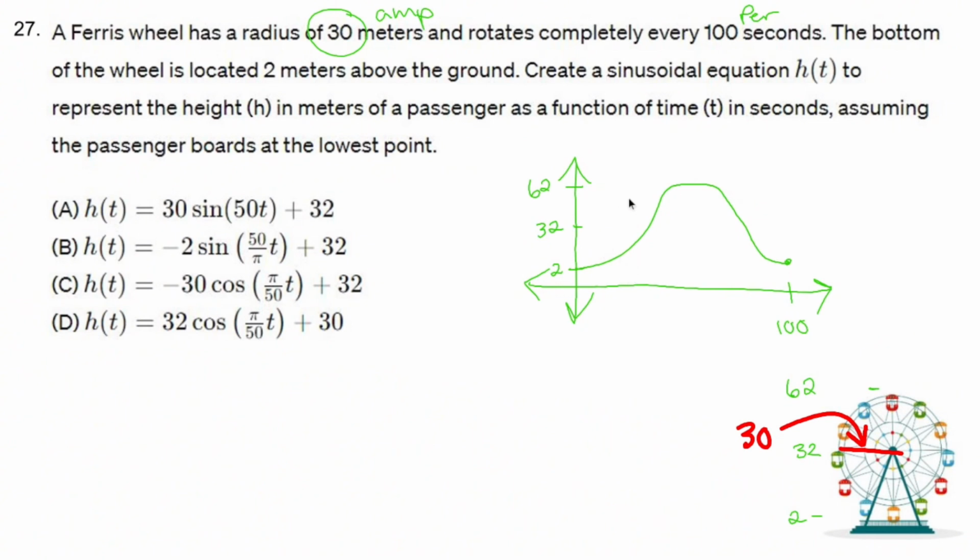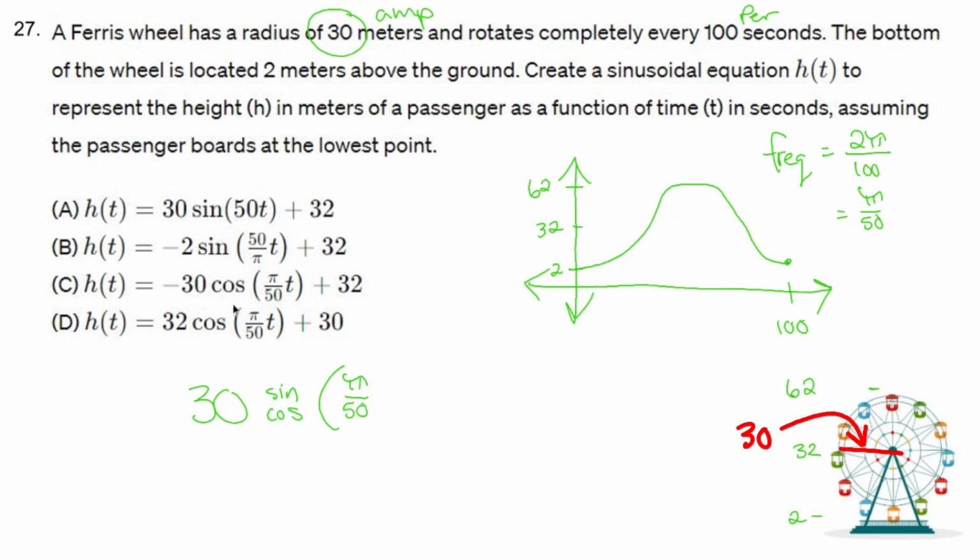Now, what do we know? Well, again, we know that the amplitude is 30. So if I were to start building a trig function, I know it's going to be 30 times sine, cosine, we'll figure it out. Okay. The period is 100 seconds. So when I'm building an equation, I don't really care about the period. I care about the frequency. And the frequency is 2 pi over the period. So 2 pi over 100 simplifies to pi over 50. So what I have so far is pi over 50.